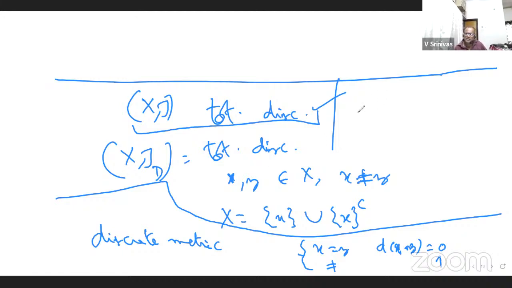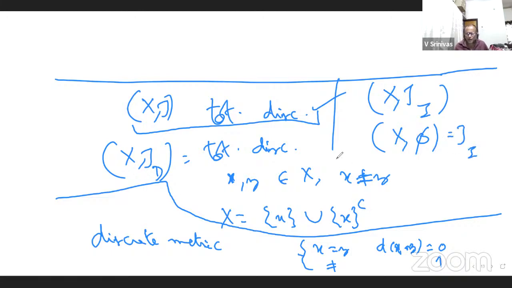See, the discrete topology is not interesting. There is only one non-empty open set in the discrete topology. It is not interesting. So I'll look into the literature and inform you.